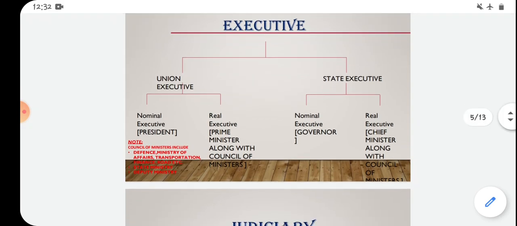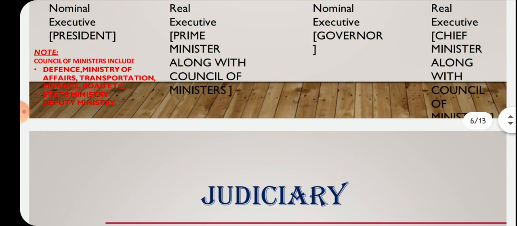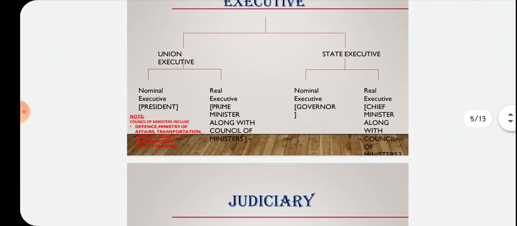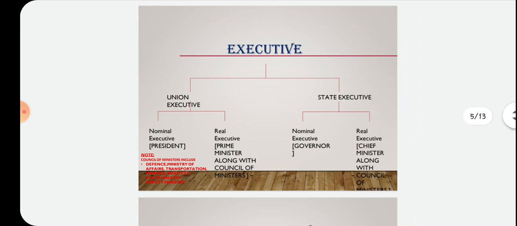And who will be the real head? The real head will be the prime minister along with the council of ministers. Why along with the council of ministers? The prime minister alone cannot govern the country, right? Obviously he'll need people, like ministers. What do you understand by council of ministers? Council of ministers simply means the defense ministry, ministry of external affairs, finance ministry, transport ministry, road ministry, the state ministers, all of this comes under council of ministers. In simple terms, the cabinet ministers are known as council of ministers. For union executive, the nominal head will be the president, and the real head will be the prime minister along with the council of ministers.